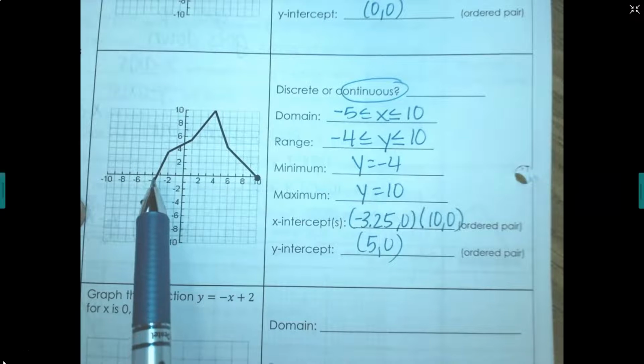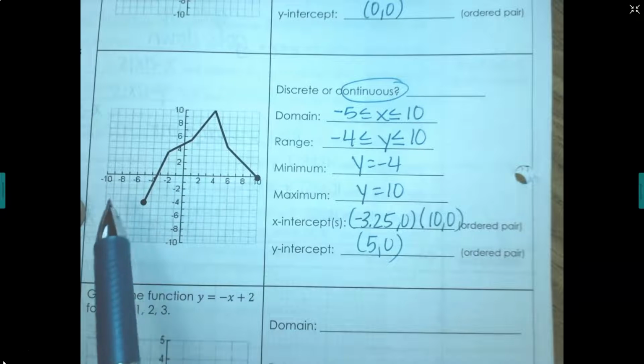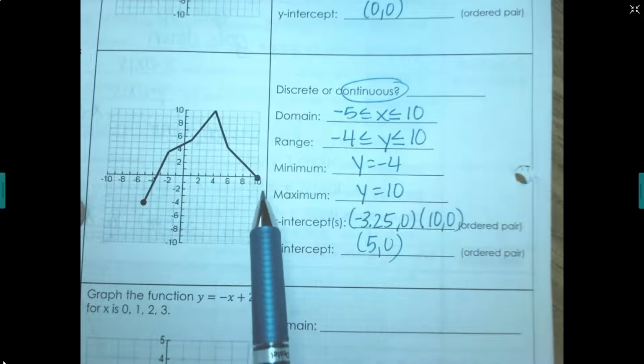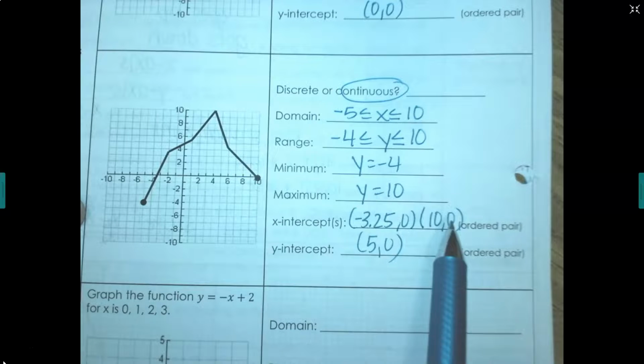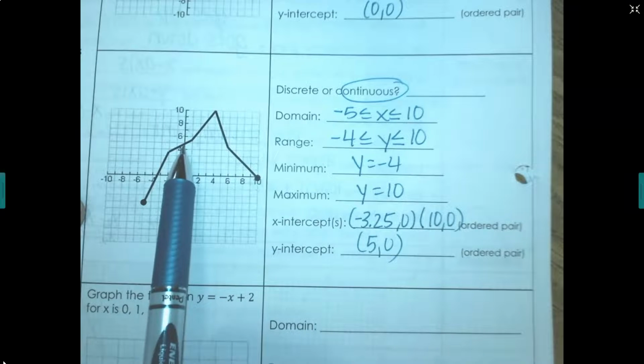For our x-intercepts, this one didn't go through exactly, so I kind of estimated it to be -3.25 because it was -3 and a little bit further, 0, and then on the other end our x-intercept is at 10, 0. And then our y-intercept occurs right here at 5, 0.